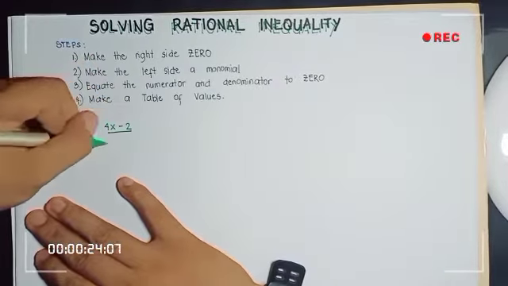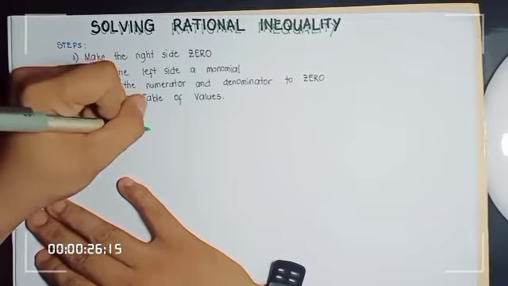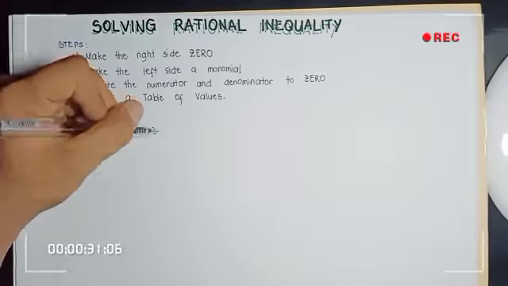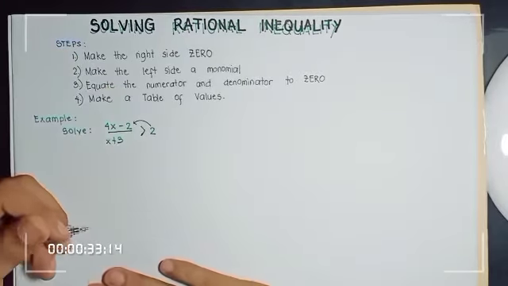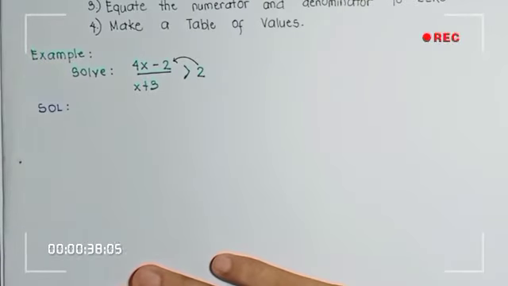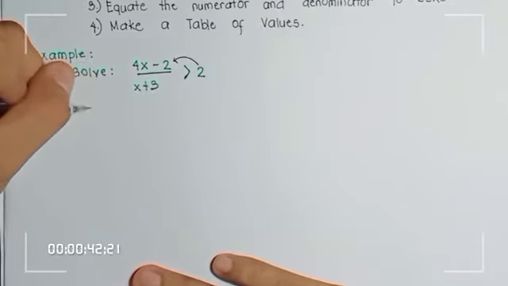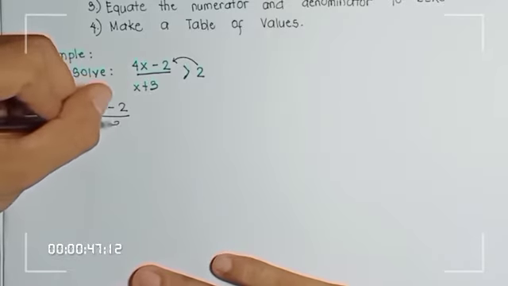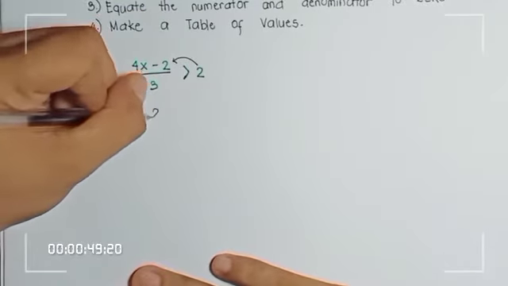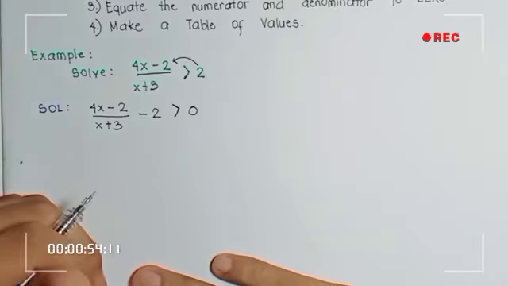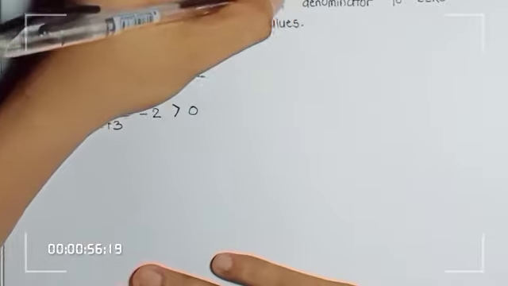(4x − 2)/(x + 3) > 2. The first thing that we do is that we have to make the right side of the equation 0, and that is by transposing 2. Remember that transposing a term or a number changes its sign. Therefore, we have (4x − 2)/(x + 3). From positive 2, that becomes negative 2 is greater than 0. So, again, that is according to the first step.